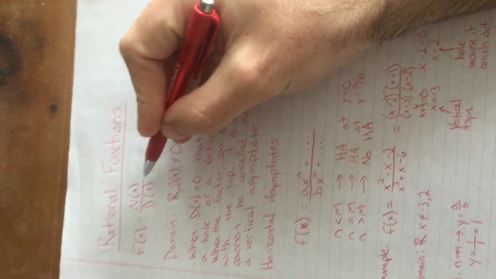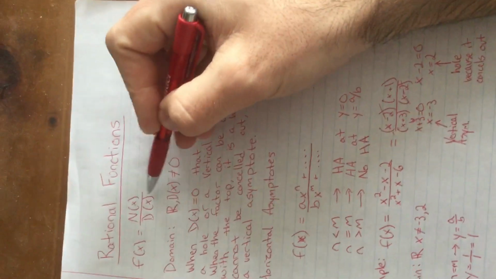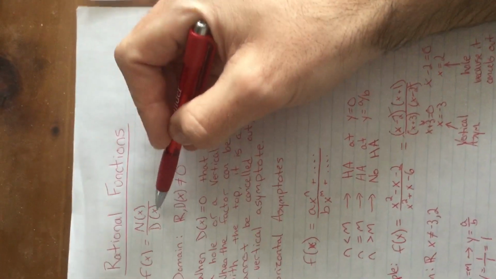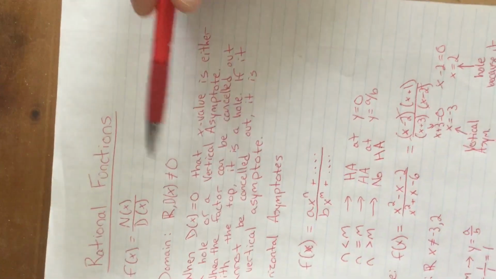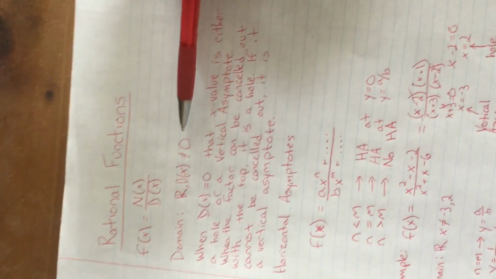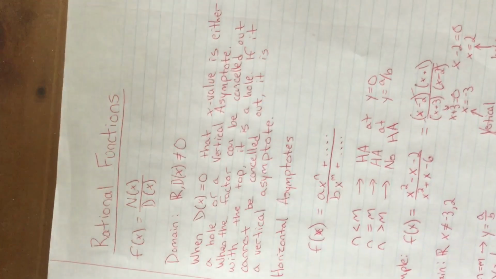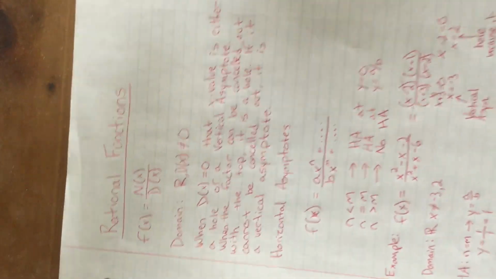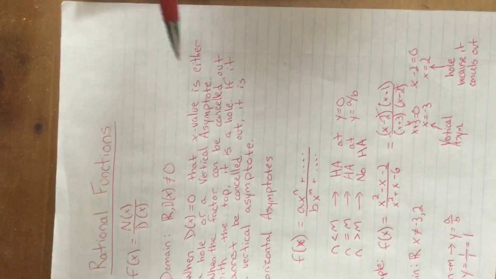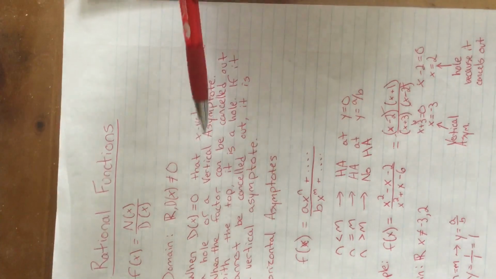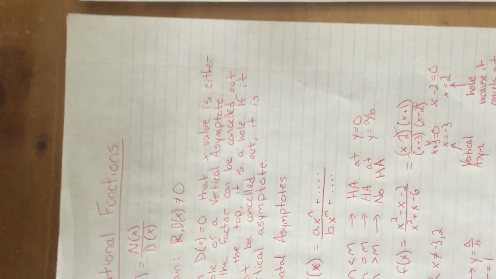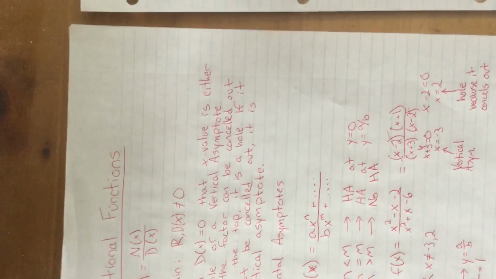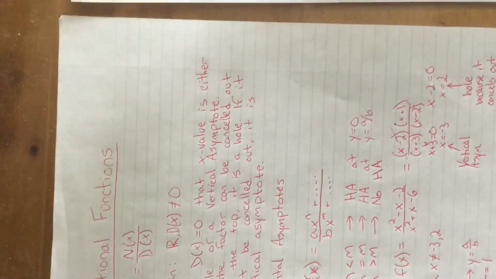We should know from earlier in the year, when we try to find the domain, we're looking at where this function would not exist, which would be when our denominator equals 0. So our domain would be all real numbers except for when our denominator equals 0. When our denominator does equal 0, we're either going to have a hole or a vertical asymptote on our graph, because we can't have an x value there.